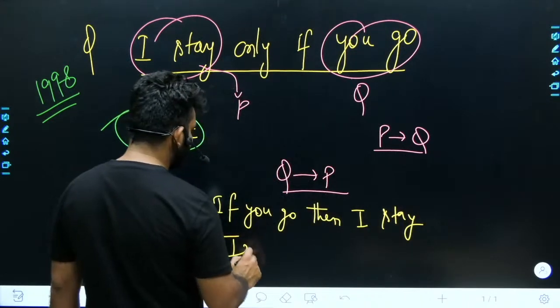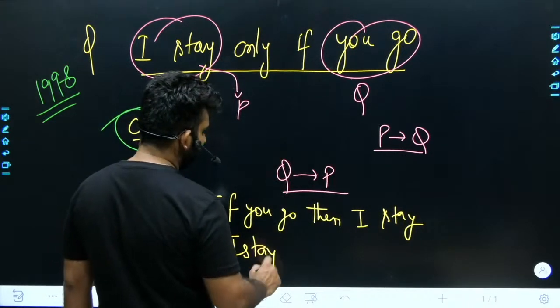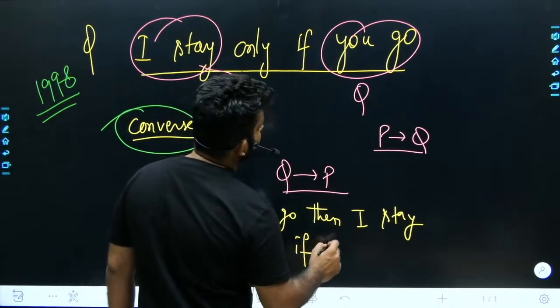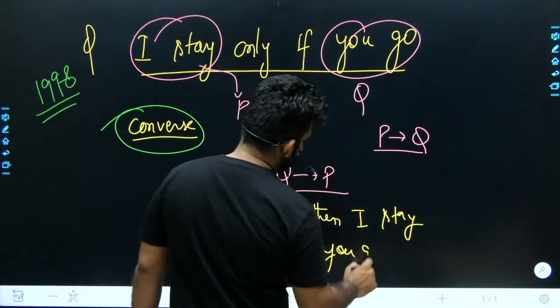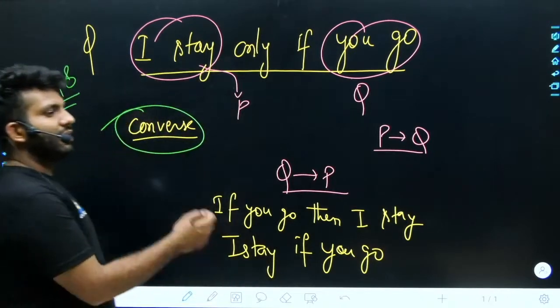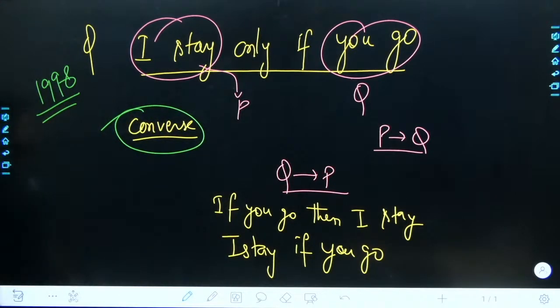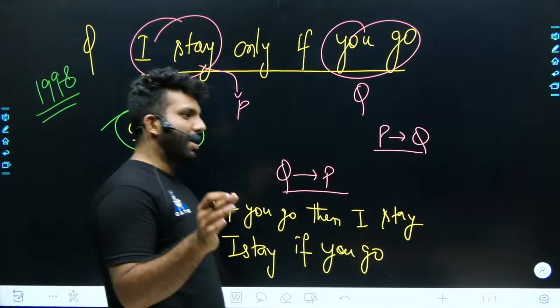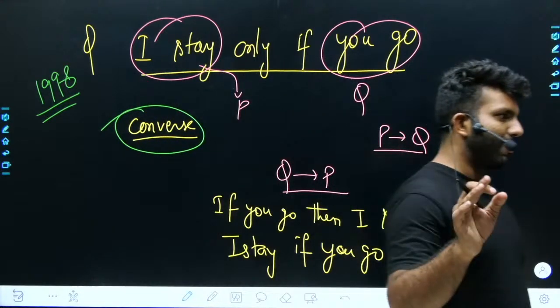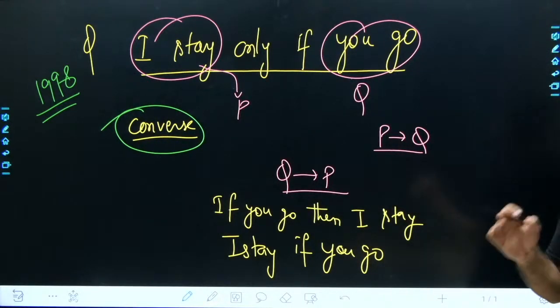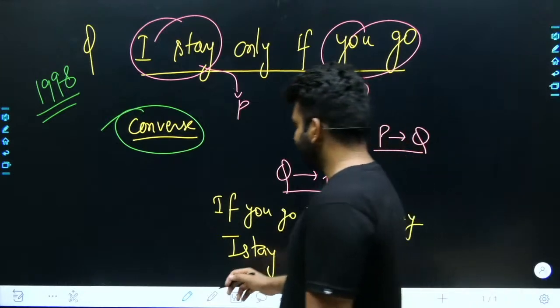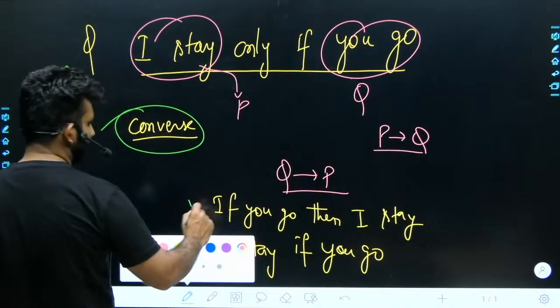Or something like this: I stay if you go. One and the same thing. These are exactly the same sentences. Yes or no? Just think about this in your mind, whosoever is watching, whether they are the same or not. Divya Jyoti, are you there? Just let me know. Okay, so these two are exactly the same.